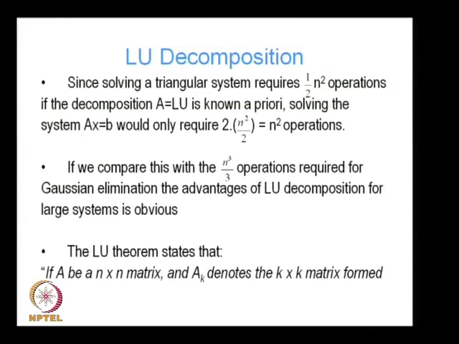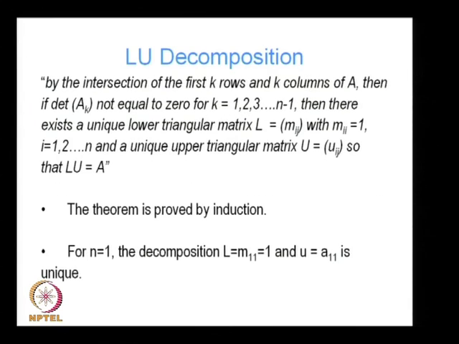The LU theorem states that if A is an n by n matrix and Ak denotes the k by k matrix formed by the intersection of the first k rows and k columns of A, then if determinant of Ak is not equal to 0 for k equal to 1 through n minus 1, then there exists a unique lower triangular matrix L with components denoted by Mij and with diagonal components Mii equal to 1, and a unique upper triangular matrix U with components Uij, so that LU is equal to A.